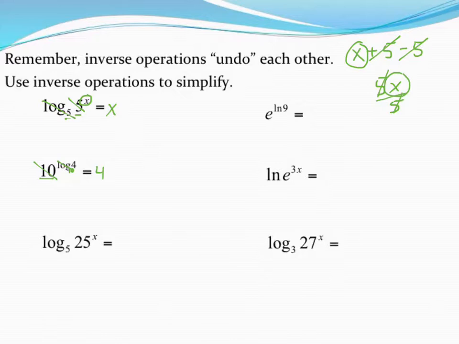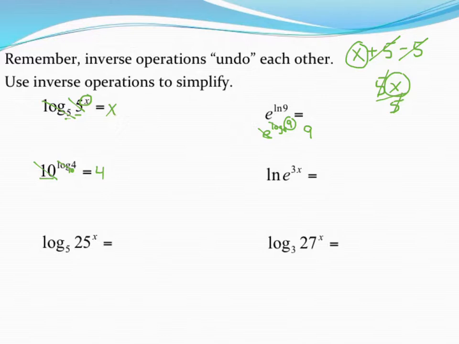Over here on the right, I've got e raised to the natural log of 9. Remember, natural log is the same thing as log base e, so if I want to rewrite that, log base e of 9. Once again, kind of like that last example we looked at with the tens, e raised to the log base e, since they have the same base, they are just going to cancel each other out and leave behind just that exponent. Okay?